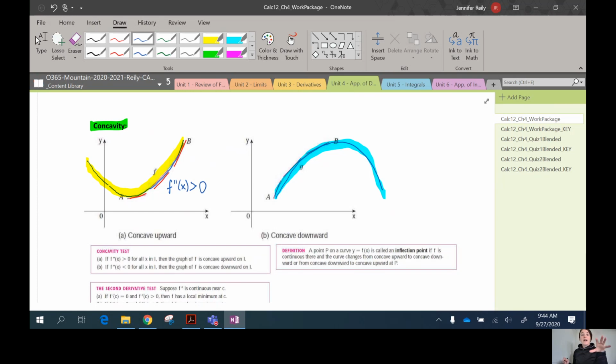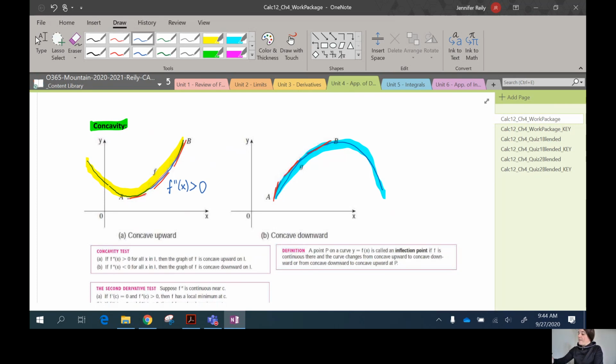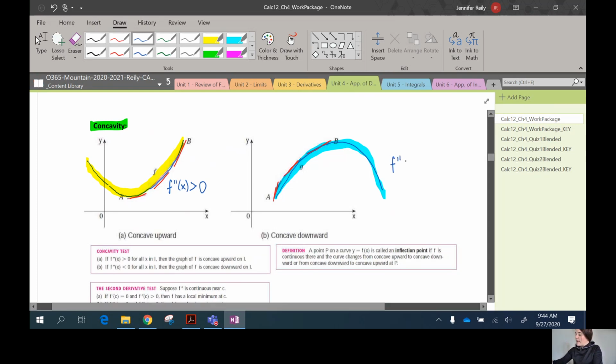Wherever the graph has a positive second derivative, you're going to have a concave upward shape, a U shape. Concave downward is the opposite. You can see here the slope of the tangent starts out quite steep, a larger positive number, and then it gets shallower and shallower. So the slope is decreasing. That means the rate of change in the slope, the second derivative, would be negative. Wherever you have a negative second derivative, you're concave downward.